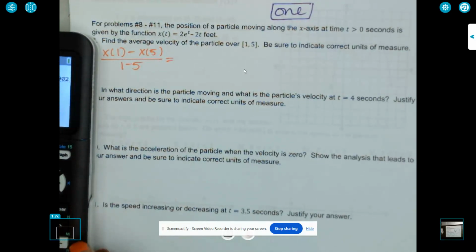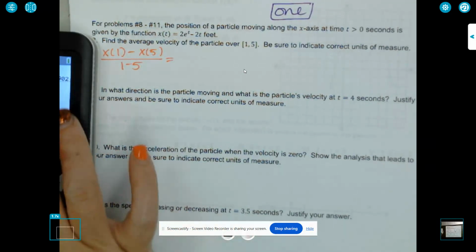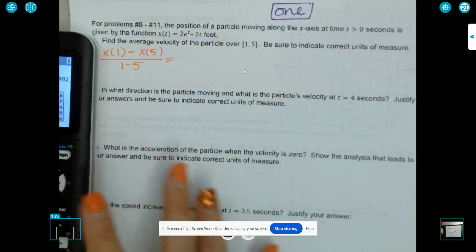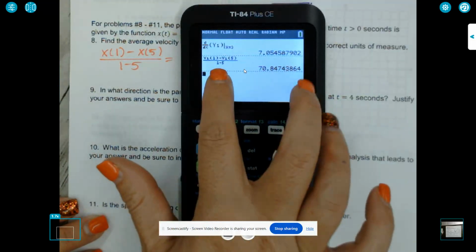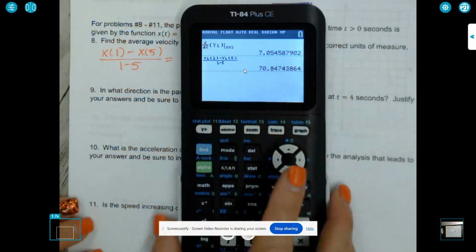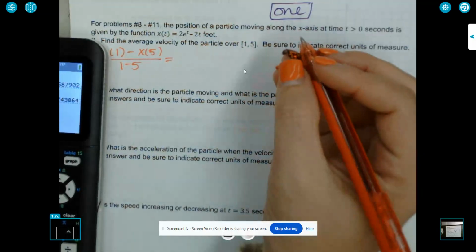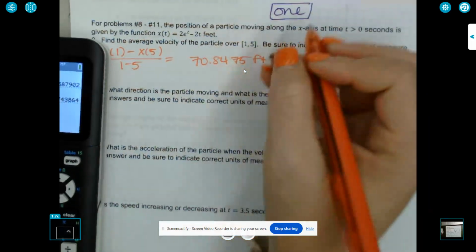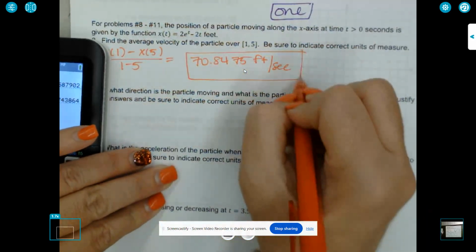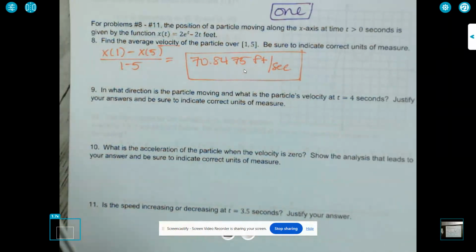So then y1 of 1 minus y1 of 5 over 1 minus 5. Okay, so I just put that straight in, y1 of 1 minus y1 of 5 over 1 minus 5, and that does give me 70.8474, and that is feet per second. Okay, because we're trying to find velocity, so that's units per second.